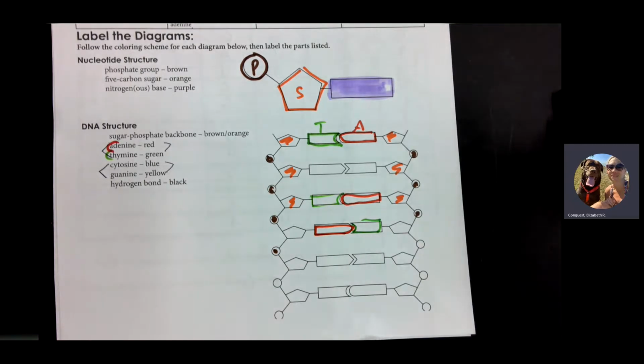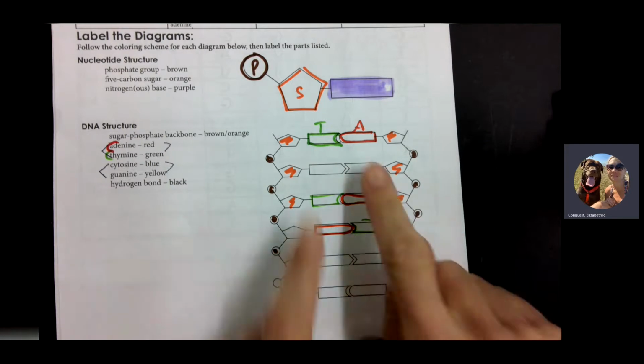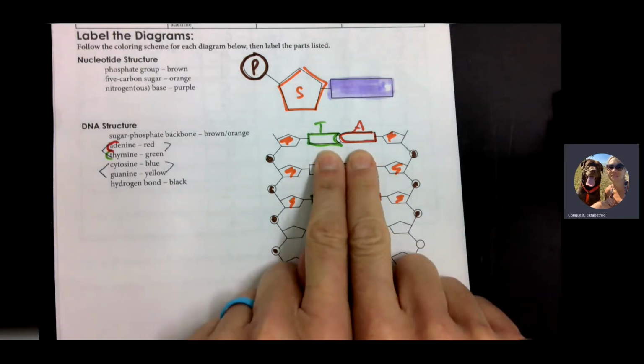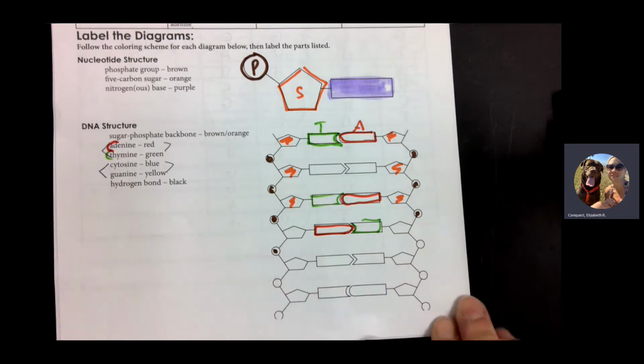Okay, this should be simple. You're just picking which one you want. If you wanted these to start with C and G, that's totally okay too. Just stay consistent as you work your way down. All right, that's the easy part. This is where it gets tricky.